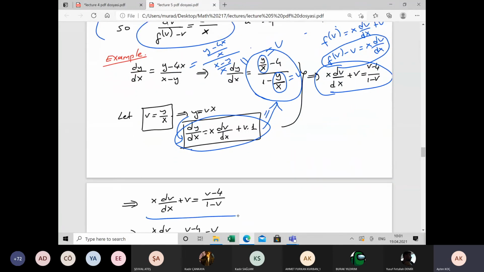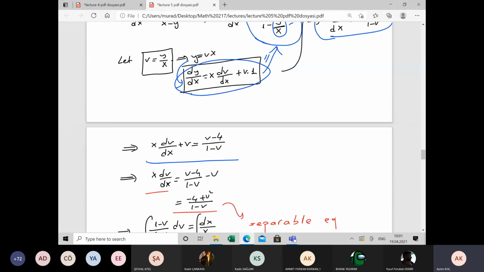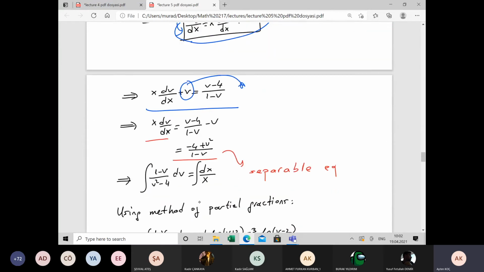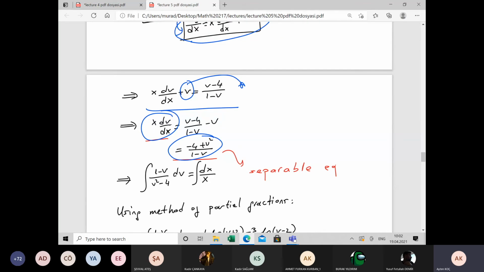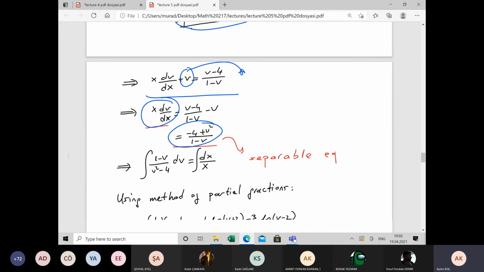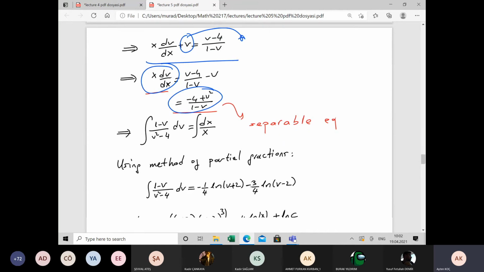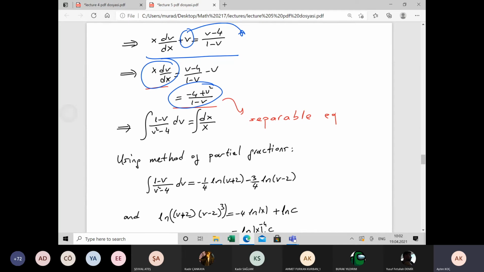So take this one, it's okay. So we obtain this one is equal to this one, and it is a separable equation. Separate the parts and take the integral, integrating both sides. So we obtain our solution. But you have to use the method of partial fractions. We know from calculus 1, it's okay.